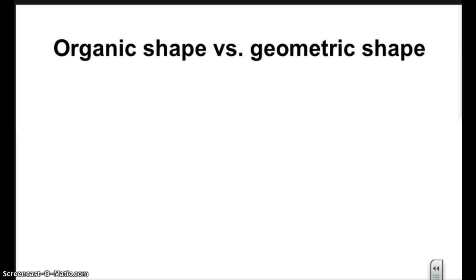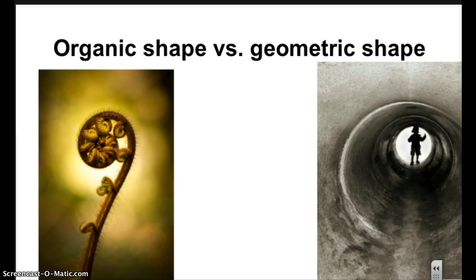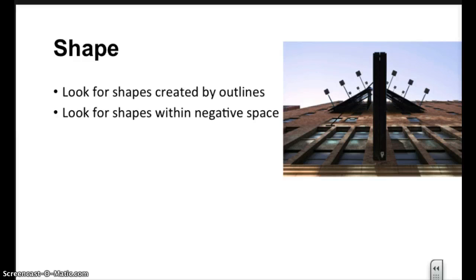So now let's talk about organic shape versus geometric shape. Organic shapes occur frequently in nature. They include curves such as those you might see in the petal of a flower, and irregular shapes such as those that you might see within the surface of a rock or leaves from a tree. Geometric shapes, on the other hand, are straight and symmetrical. As you might have guessed, geometric shapes are found more often in the man-made world and include things like buildings, roads, and bridges.